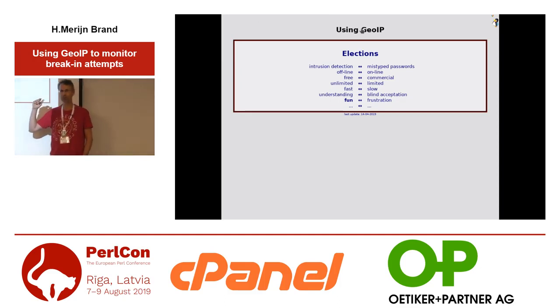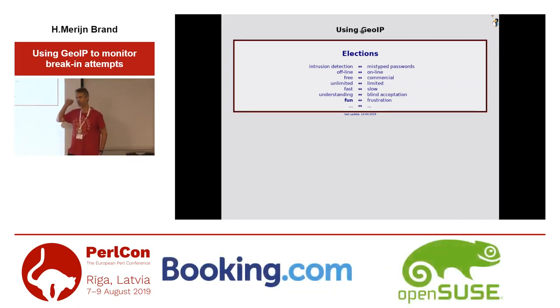If you're dealing with sensitive data like elections, you want to see the difference between someone typing the wrong password or someone trying to break into the system. So mistyped passwords against intrusion detection, offline versus online. The system I work on is only addressable from the outside by the firewalls, but the system itself cannot go onto the internet. So you cannot analyze your data from the firewall from within the system because you cannot reach outside, so it has to be offline.